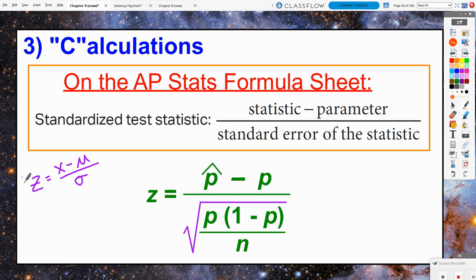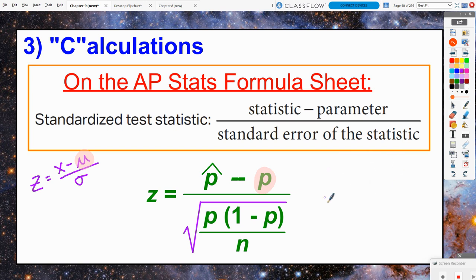Now, the only thing that looks exactly familiar here would be the z equals. The x represented the value that we were given. Mu was the mean and sigma was the standard deviation. Now, if you consider here, we can tie in what we have previously talked about, how the mean really is p, right? Because once upon a time we said mu sub p hat is equal to p. So the mean really is the population proportion value.